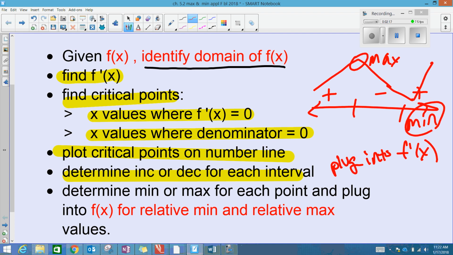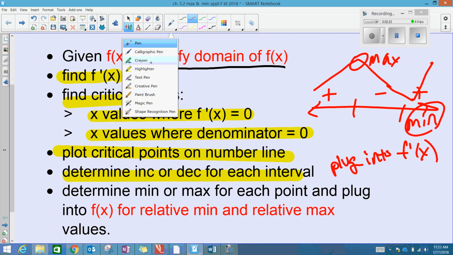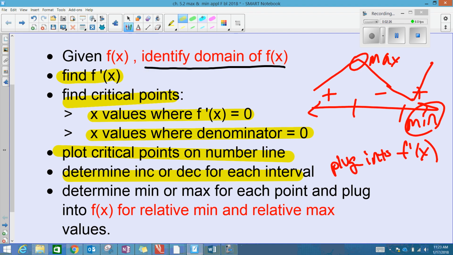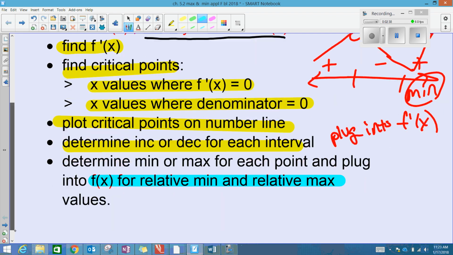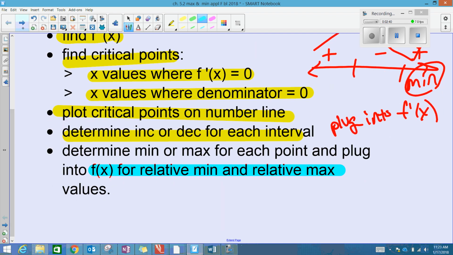And then to actually determine the min or max value for each point, we plug it back into the original equation. So to actually say this is the max value or this is the min value for the function, we plug that into the original function. Okay, so hopefully that brought back some memories for you. So let's look at how we did that on homework.